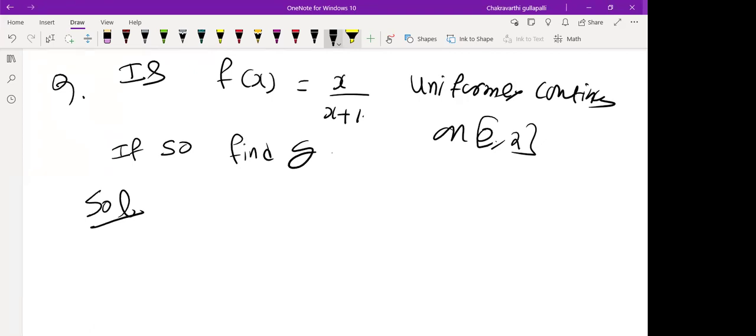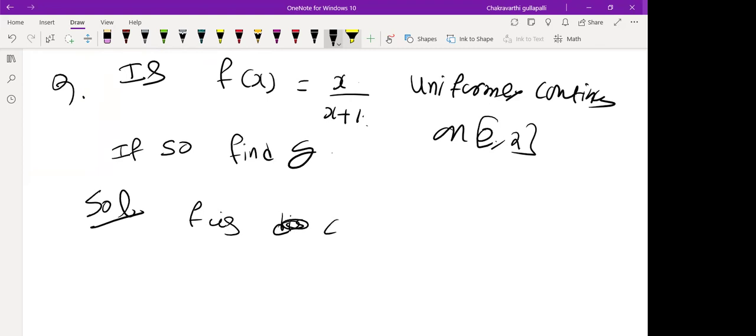Closed interval [0,2]. There is no point of discontinuity. At what point is it not defined? At x equal to minus 1, the function becomes infinity. If x equals minus 1, something by 0 is becoming infinity. It is not defined, so f is discontinuous.